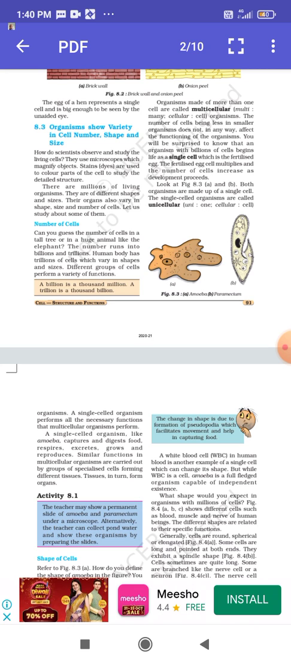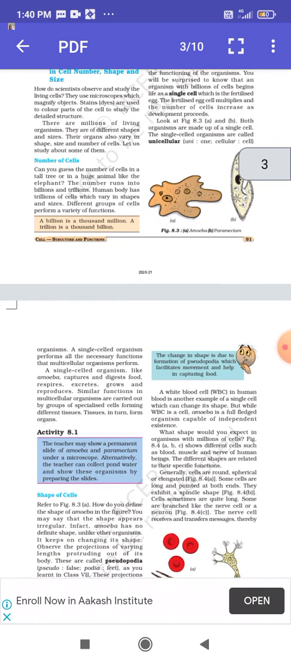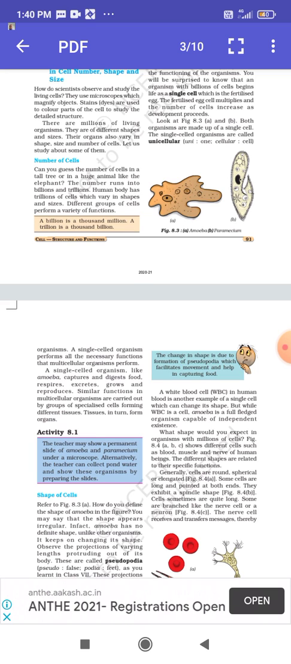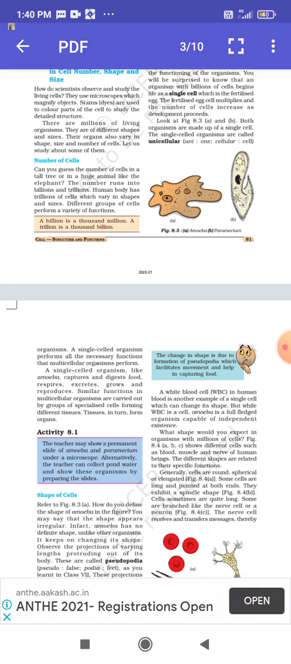Now what are unicellular organisms? Those organisms which are made up of a single cell are called unicellular organisms. A single-celled organism performs all the necessary functions required for its life, as compared to multicellular organisms. A single-celled organism like amoeba captures and digests food, respires, excretes, grows and reproduces. Similar functions in multicellular organisms are carried out by groups of specialized cells forming different tissues, which in turn form organs.